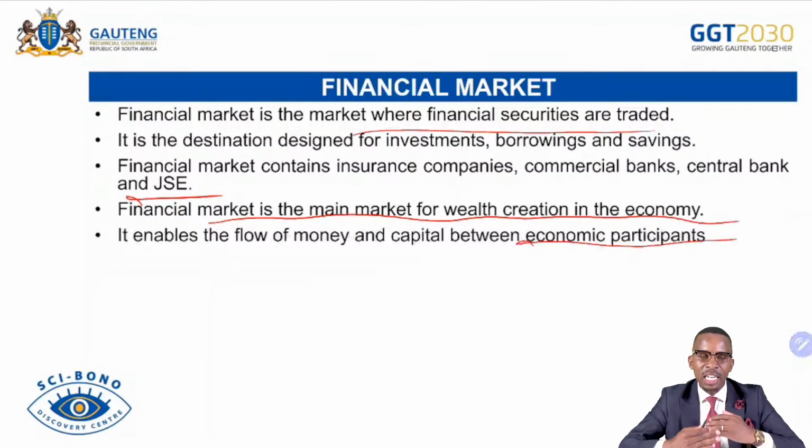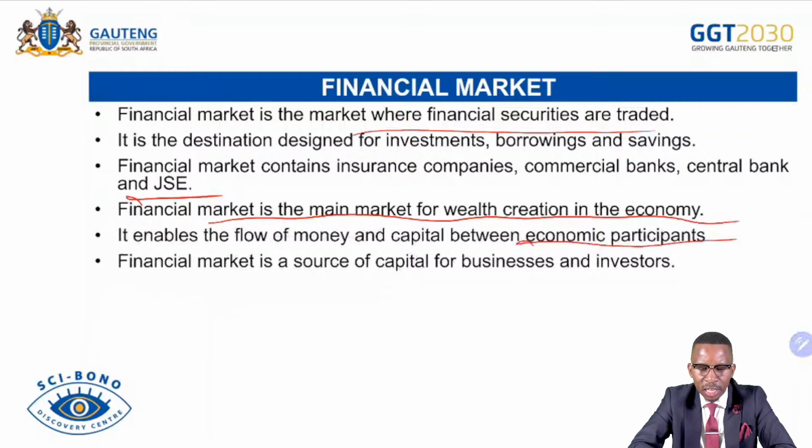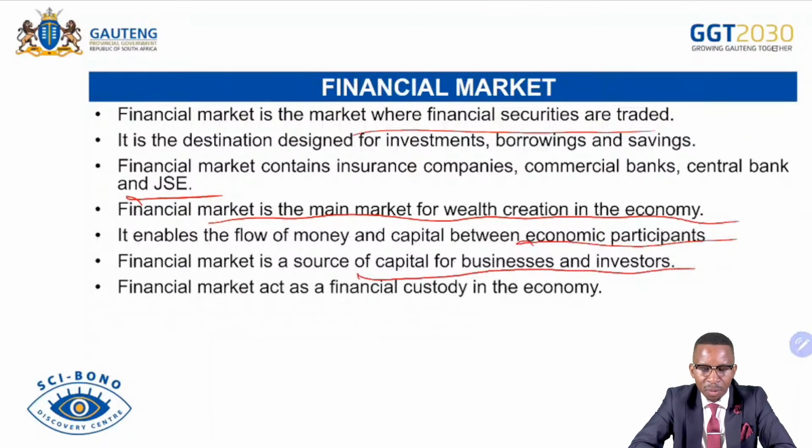They get capital. The likes of businesses get capital from financial markets, and then households get loans from financial market. They save their money, they also invest their money into the financial market. So financial market is a source of capital for businesses and investors. That's where businesses get capital so that they can further their business objectives. Financial market acts as a financial custody in the economy.